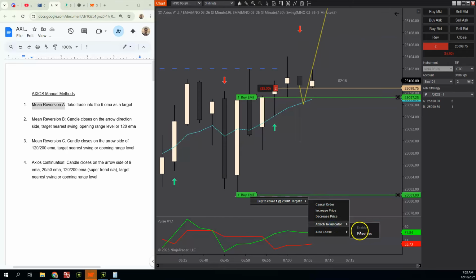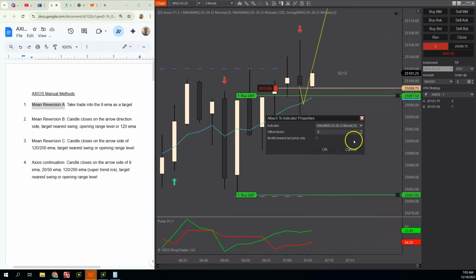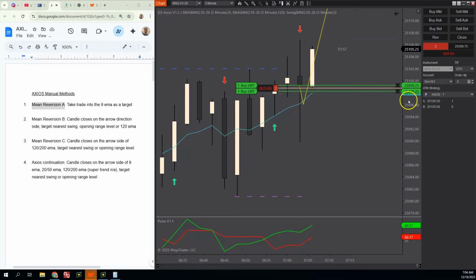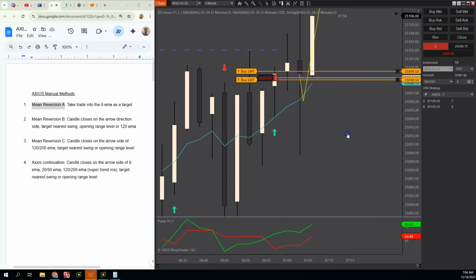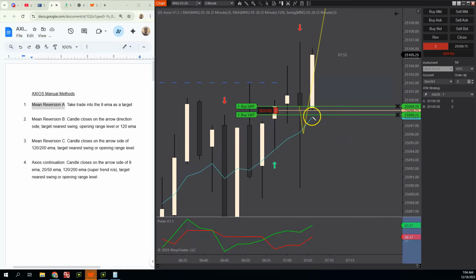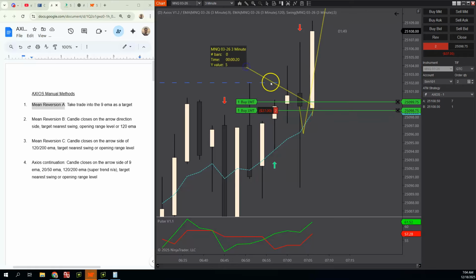Attach the indicator, properties, and then there's a drop down here. You can attach it to whatever. Sometimes I want to attach it to the 120, or you can also attach it to the swing. So attach this to the 9, but maybe we want to make this one a 5 tick offset. I'll show you what that looks like. And okay, so this one's off the EMA by 5 ticks. Oh, this is cool. This is perfect.